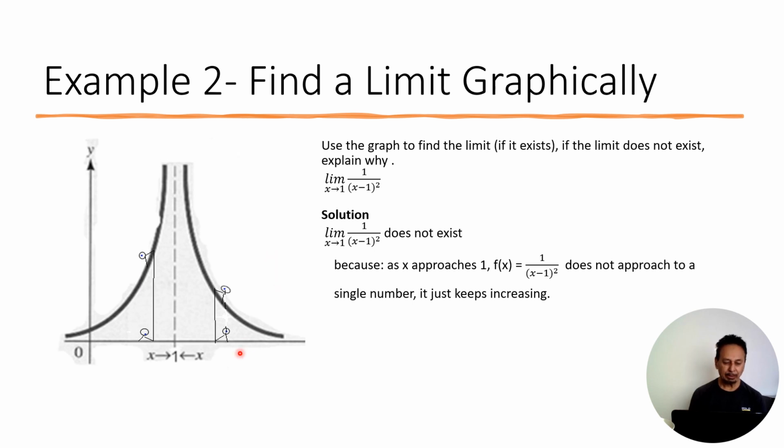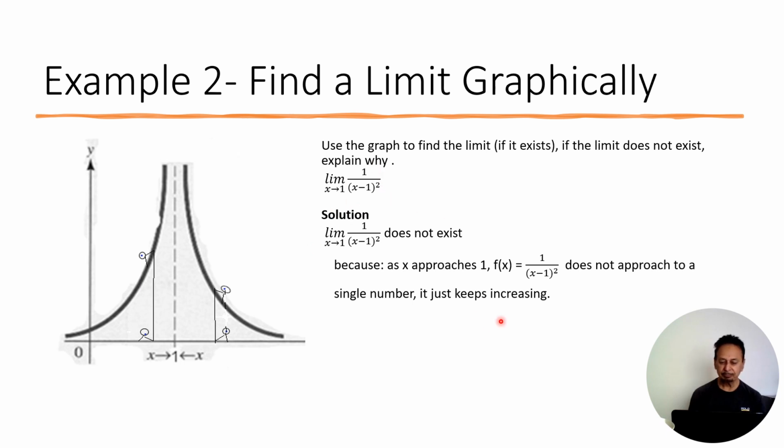Example 2. Again, here c is 1. We want to know if the limit of 1 over (x minus 1) squared as x approaches 1 exists. If we approach from the right side, the function value keeps increasing and becomes infinity. Similarly, if we approach 1, which is the c value, from the left side, the function value keeps increasing to infinity. So in this case, we'll say the limit does not exist, because if we approach 1 either from left or right, the function value approaches what?